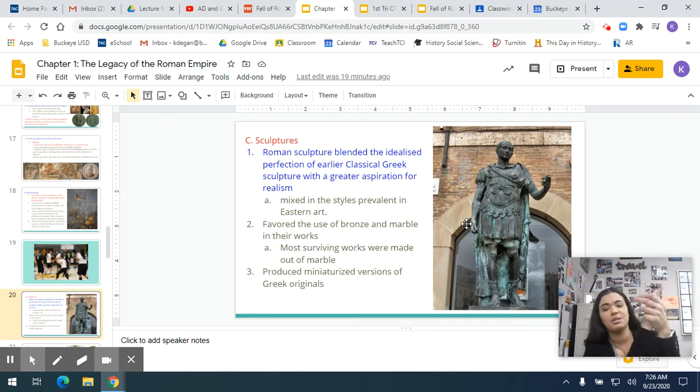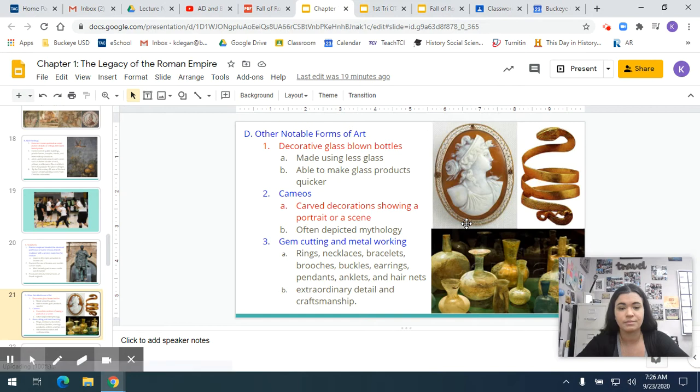Anyway, so sculptures mixed the styles prevalent in Eastern art. Again, when we refer to the East, that means maybe the Middle East or the eastern part of Europe, as well as Asian countries. They favored the use of bronze and marble in their works, which you can see. Most surviving works were made out of marble. Marble lasts a really long time. And they produced miniature versions of Greek originals, so they would recreate things, which is kind of cool too.